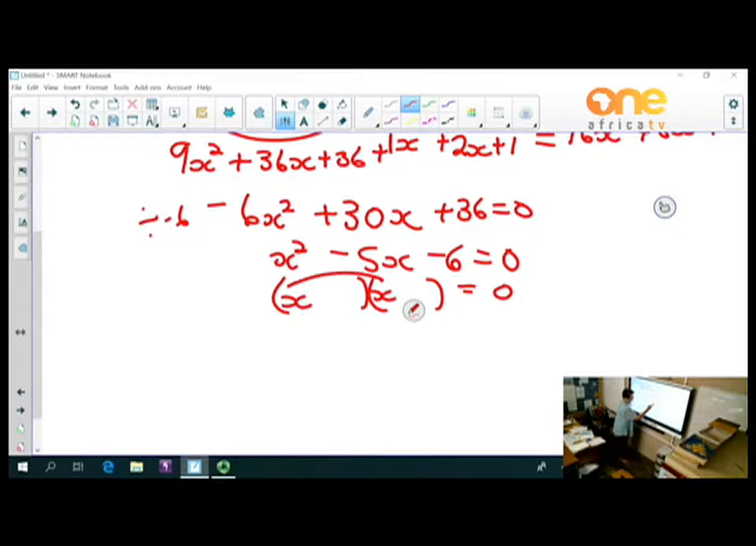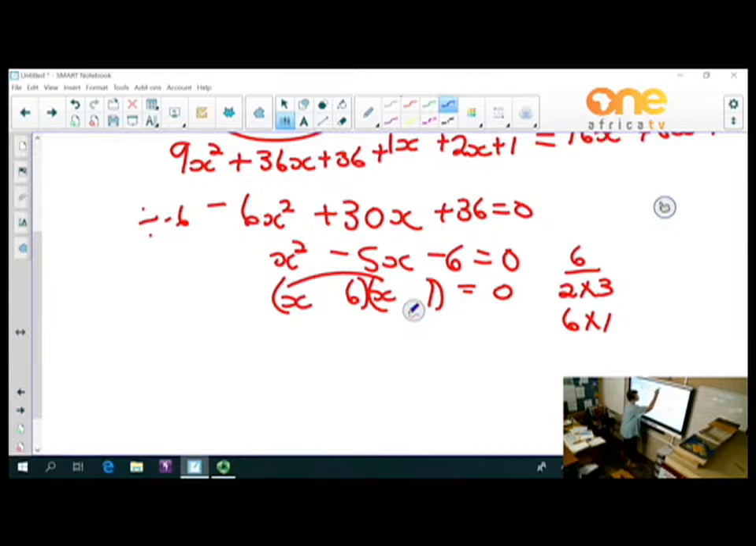x times x. Then we take the factors of 6, which might be 2 by 3 or 6 by 1. And now we read it. If you subtract it, it must give you 5. So it will be this combination. So it is 6 and 1.